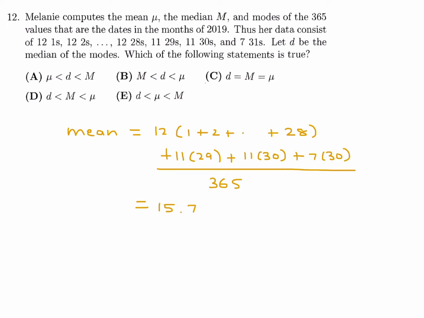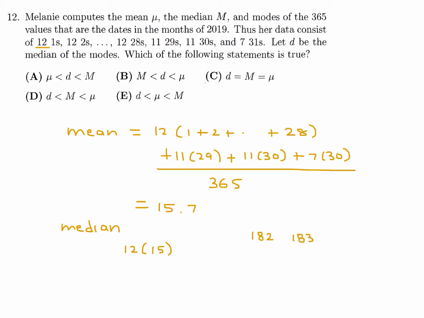And then the median is what we need to look at next. The median, of course, is the middle value. So there's 365 values. So the median would be halfway of 365, which is between the 182nd and the 183rd. Well, if you look at this carefully, there's 12 1s, there's 12 2s, there's 12 3s, and so on, right? So by the time you get up to 15, you will have 12 times 15 numbers, because there was 12 1s, then 12 2s, then 12 3s, and so on up until you got to 12 15s.